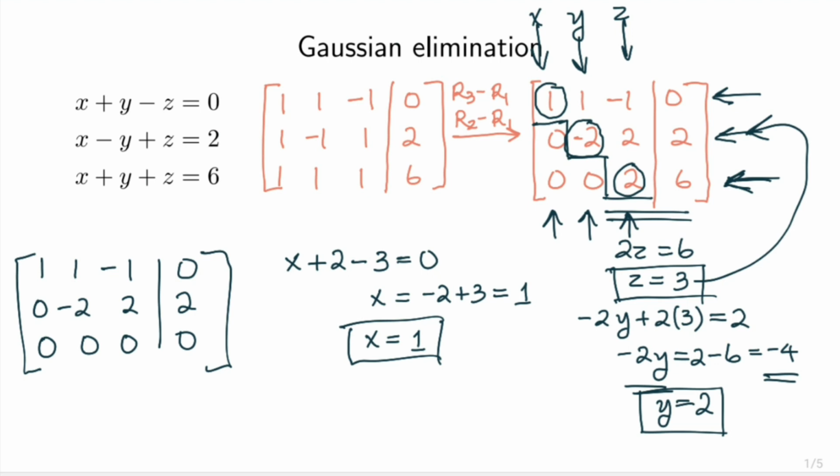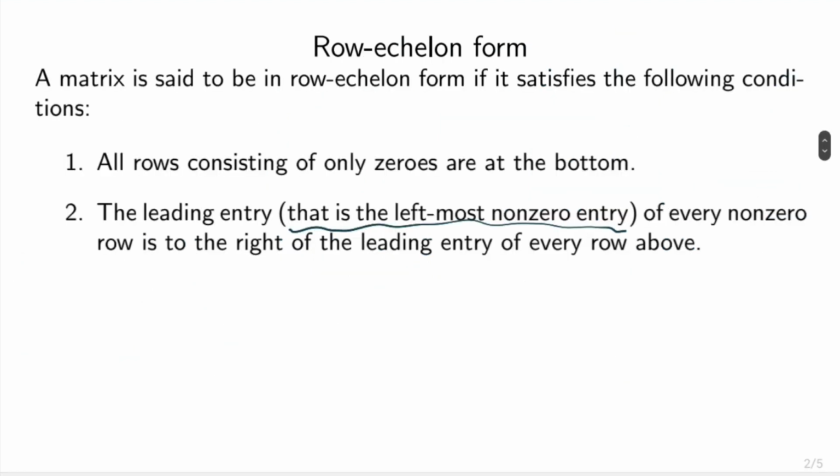That would be illegal. So let me just show what an example of an illegal one would be. Let's say you had the all zeros here, 0, 0, 0, 0, and then you had the 0, -2, 2, 2 here. This matrix is not in row echelon form because it violates the rule that says that all rows consisting of only zeros are at the bottom.